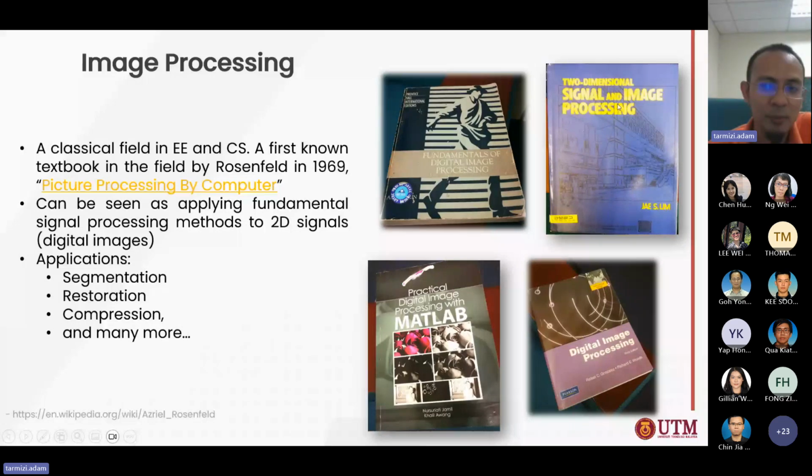two-dimensional signal image processing. So images are just 2D signals. Then it has numerous applications, and some of them are segmentation, restoration, compression, and many more.